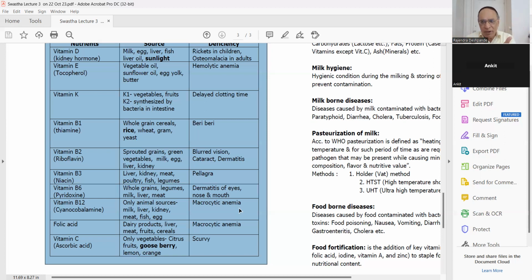Anemia is less hemoglobin. Normal is 12 to 14 gram per cent. Less red blood cells. Normal count is 4.5 to 5.5 millions per cubic mm RBC.